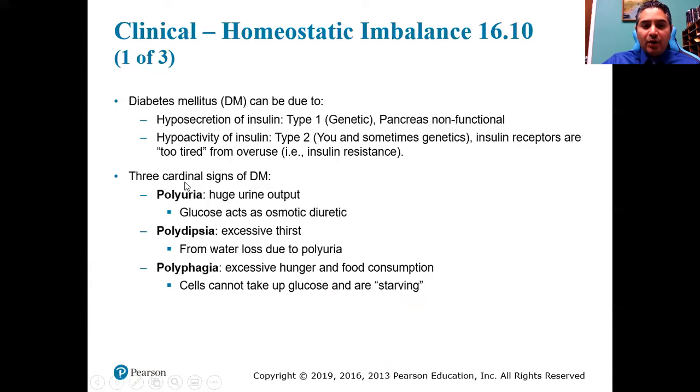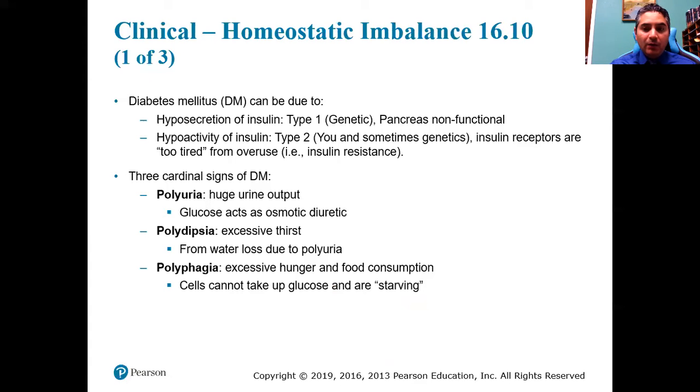So here are the three cardinal signs of diabetes mellitus. Polyuria. You're going to have this huge urine output because glucose acts as an osmotic diuretic. Lots of urine output. Polydipsia. Excess thirst. This loss of water and salts, so very thirsty, very thirsty. Polyphagia. Excess hunger and food consumption.